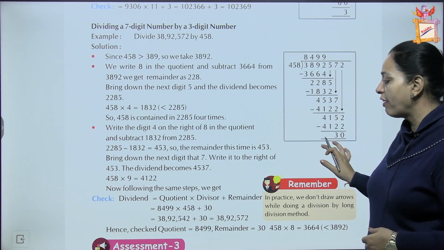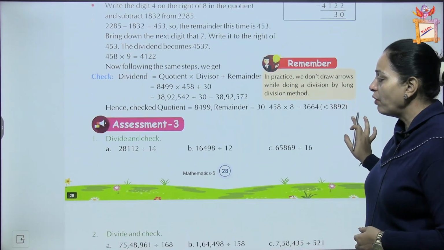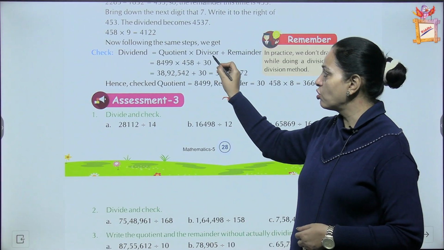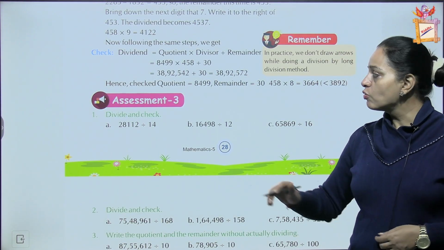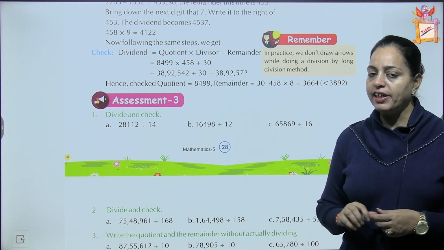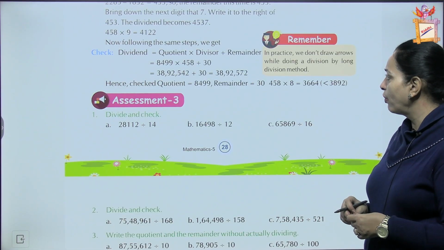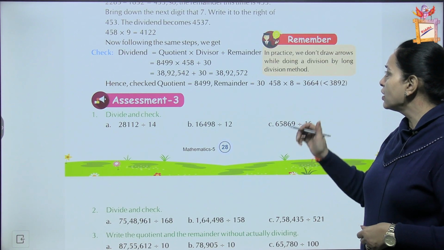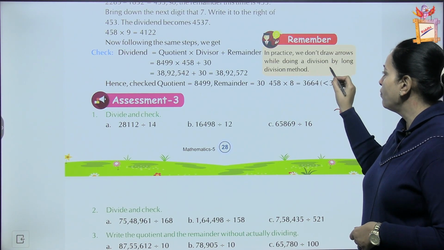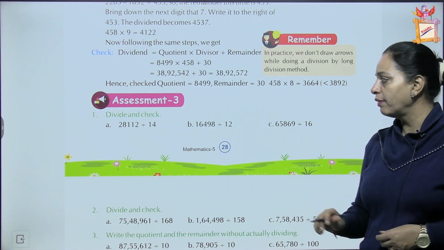Now we can check our answer the same way, dividend equals quotient into divisor plus remainder. So we are getting the same number, the dividend. It means our division is correct. So remember, in practice we don't draw arrows while doing division by the long division method, right?